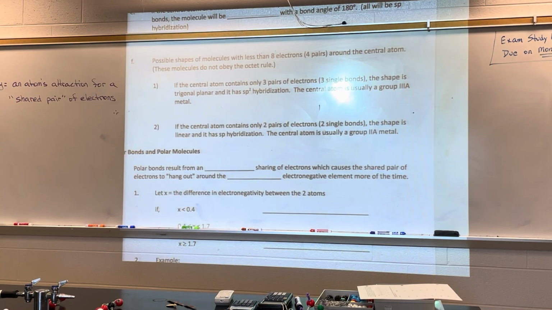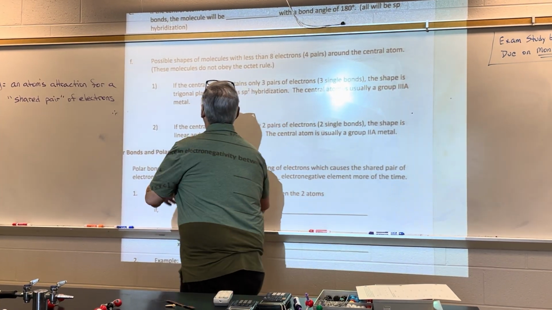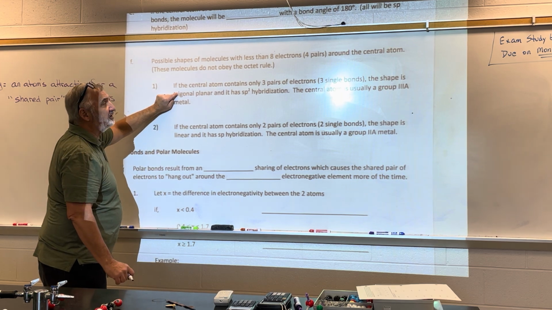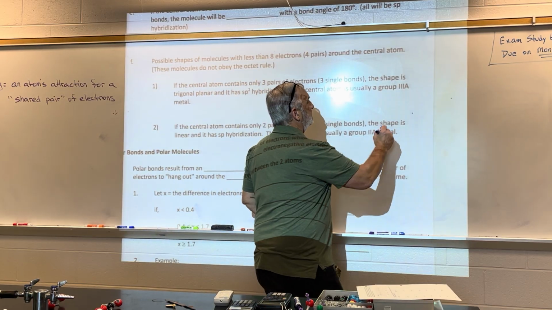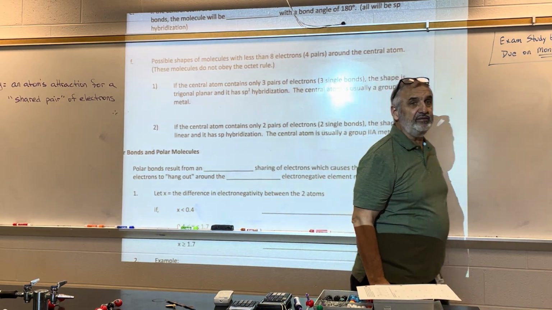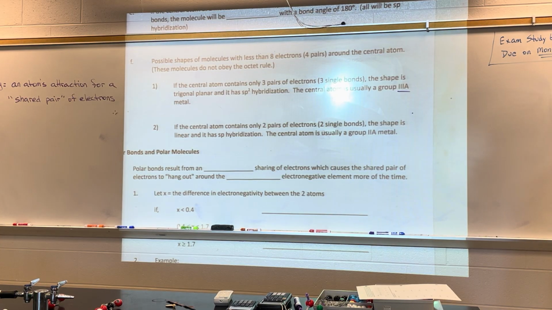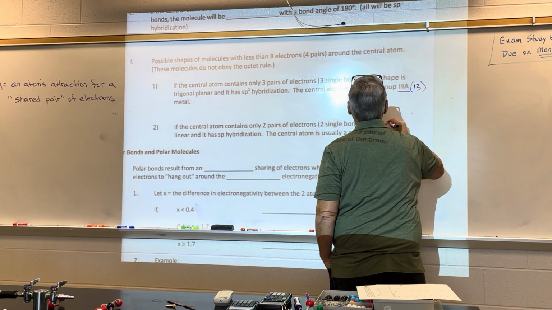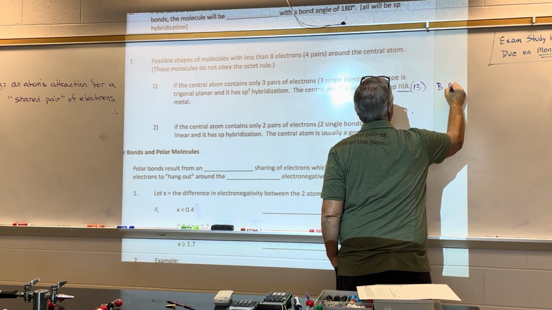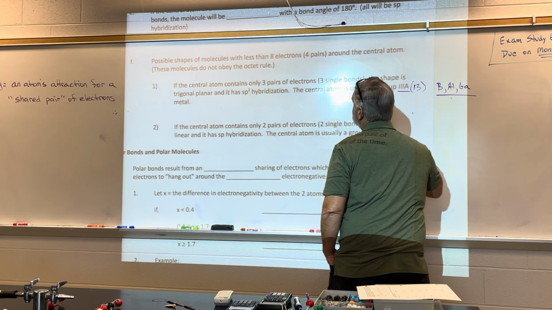These are my exceptions to the octet rule, okay? If the central atom contains only 3 pairs of electrons, the shape is trigonal planar, and don't worry, we'll come back to that. Now, that's old school name, group 3A. That's how long ago I made these notes, okay? It was before 1995. Okay, yeah, a long time ago, okay? What's group 3A's number now? 13. Okay, so we're going to really call this group 13. Boron, aluminum, and gallium. You must know these.